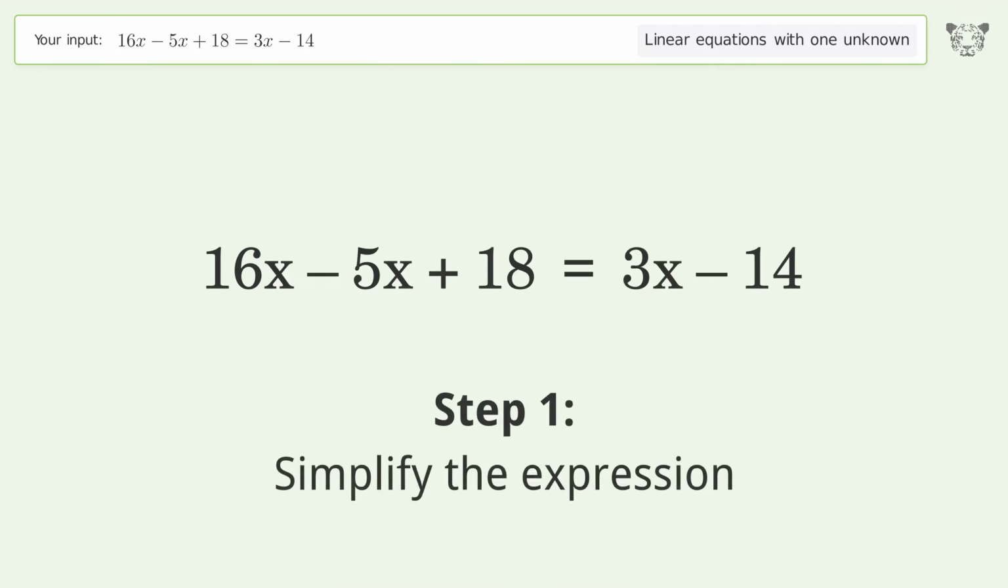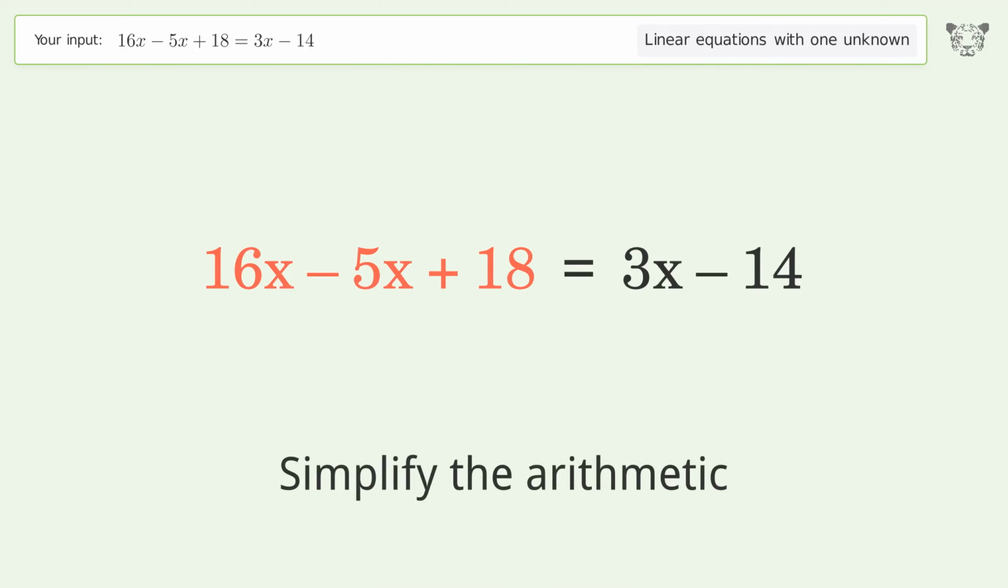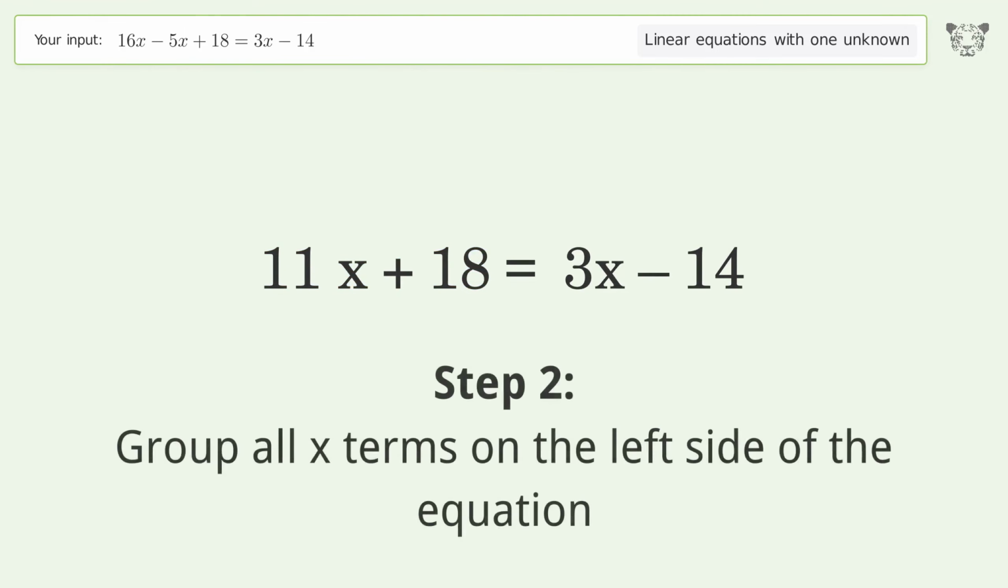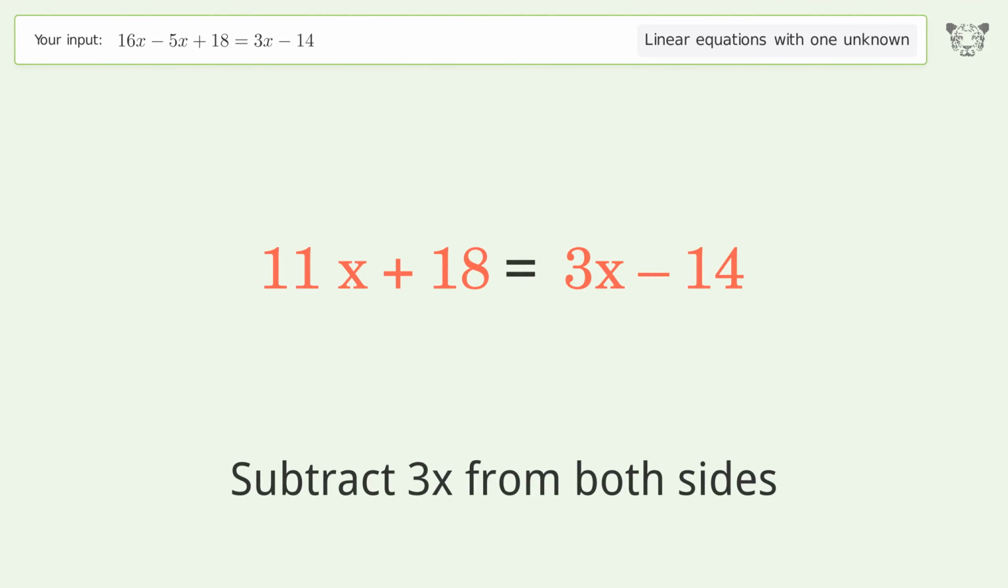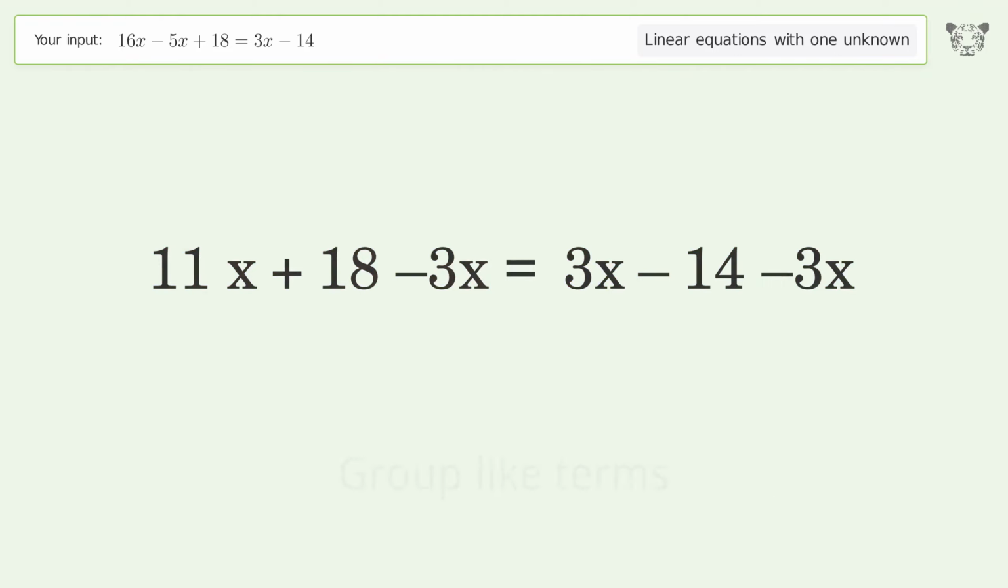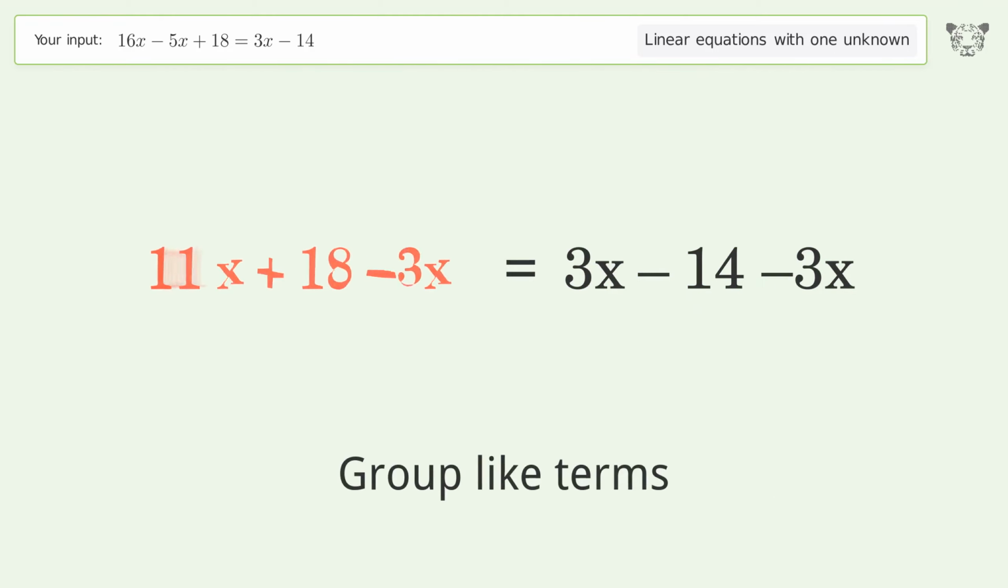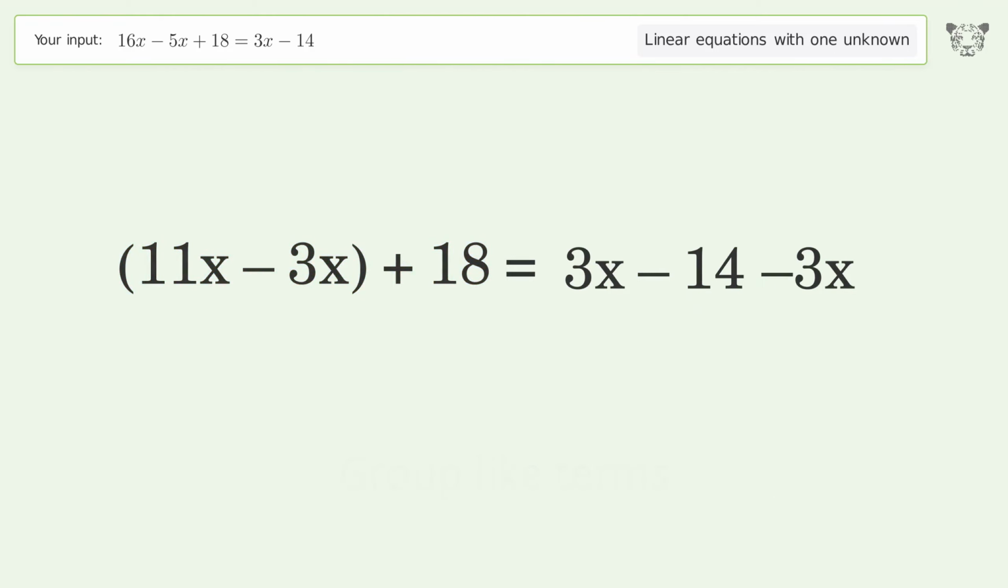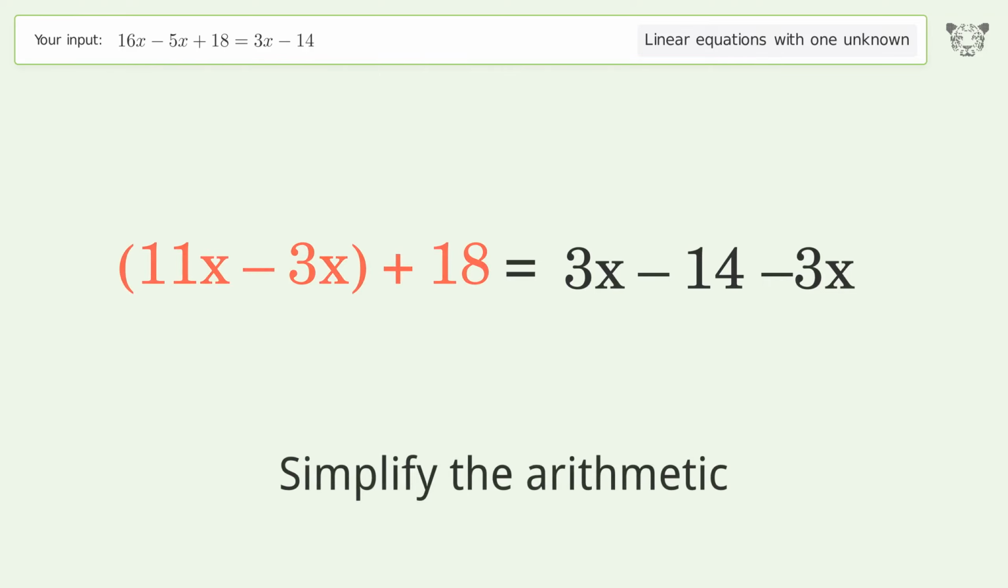Simplify the expression. Simplify the arithmetic. Group all x terms on the left side of the equation. Subtract 3x from both sides. Group like terms. Simplify the arithmetic.